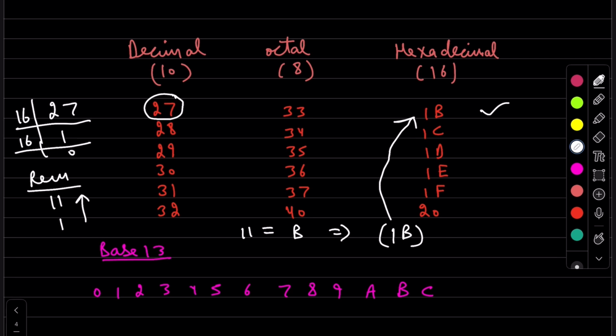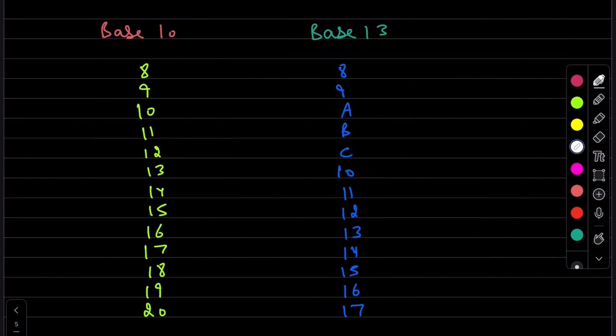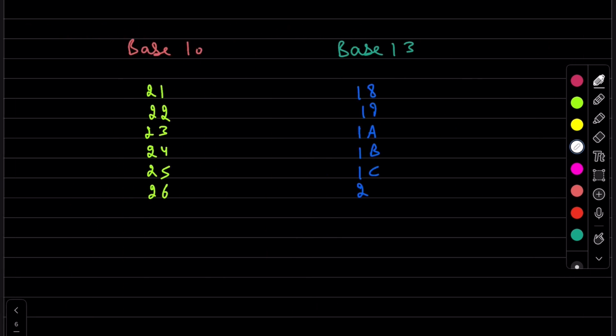Similarly, we can find for the rest of the numbers as well. So in base 13, the next part of the question, we are given 10 as A, 11 as B and 12 as C. The last 3 digits are given as A, B and C. So to find base 10 numbers from 8 to 26 in base 13, we can follow the same method: divide by 13 and then find the remainders from bottom to top.